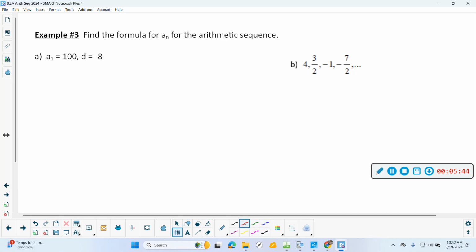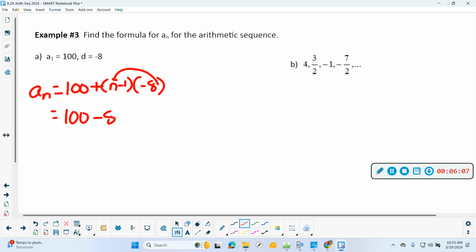They gave you everything we need. So the first term, n minus 1. Now, because the difference is negative 8, I'm going to put it in parentheses. I don't want it to look like minus 8. That's why. Now, good mathematicians that we are, we're going to distribute and simplify because there are some like terms that we can combine. Negative 8 times n, negative 8, negative 1. So I'm going to, of course, add or combine the 100 and the 8 together.